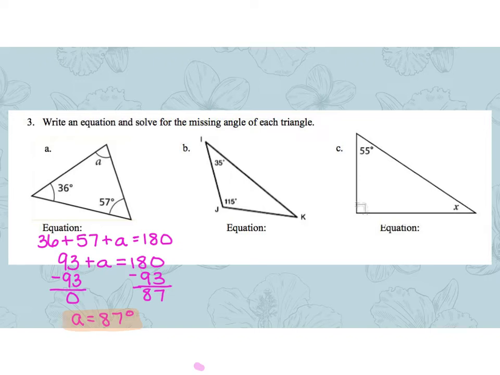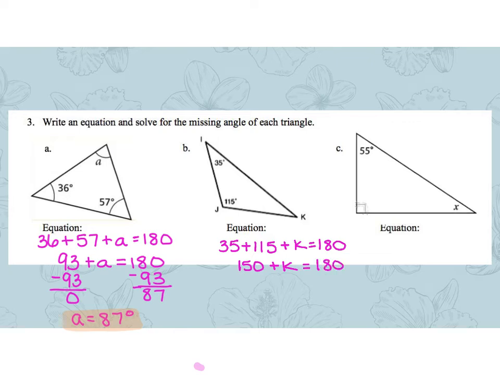For B, we'll add 35 plus 115, the 2 angles that were given to us. Then we'll add on our missing angle K, and all 3 angles together will equal 180 degrees. First, we'll add together the 2 angles we already know. 35 plus 115 is 150. Then I'll bring down everything else.